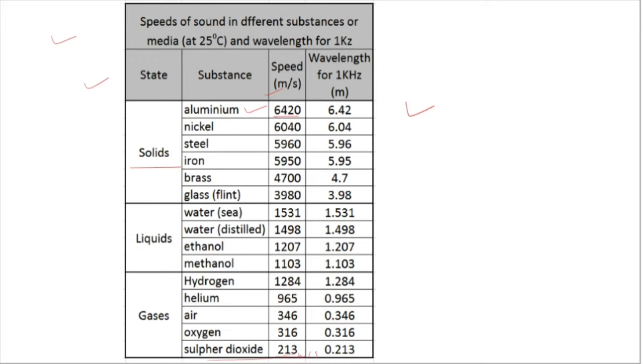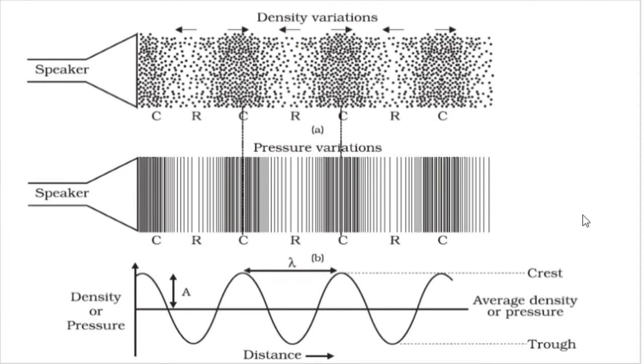Alright. So the speed of sound in water is 1531 meters per second in seawater, right? Now let's look at the various components of sound. Alright. So consider, look at the third figure, right? If this is a sound wave, there are certain points that we need to know. First is the wavelength.